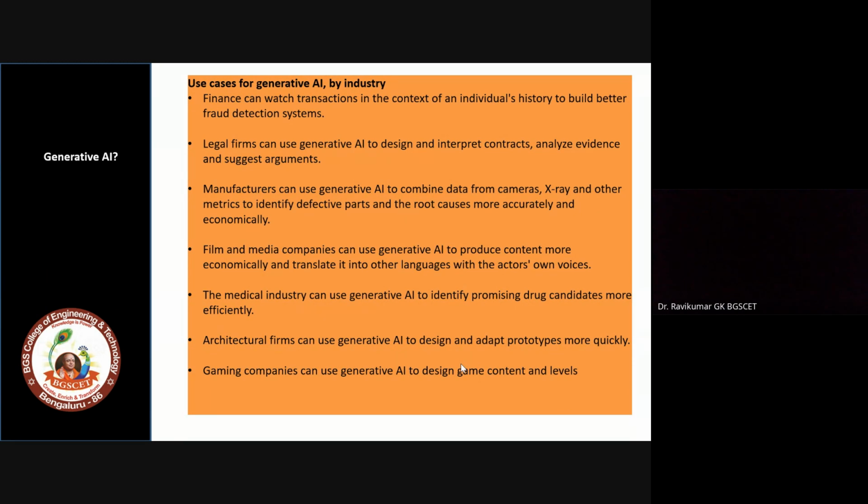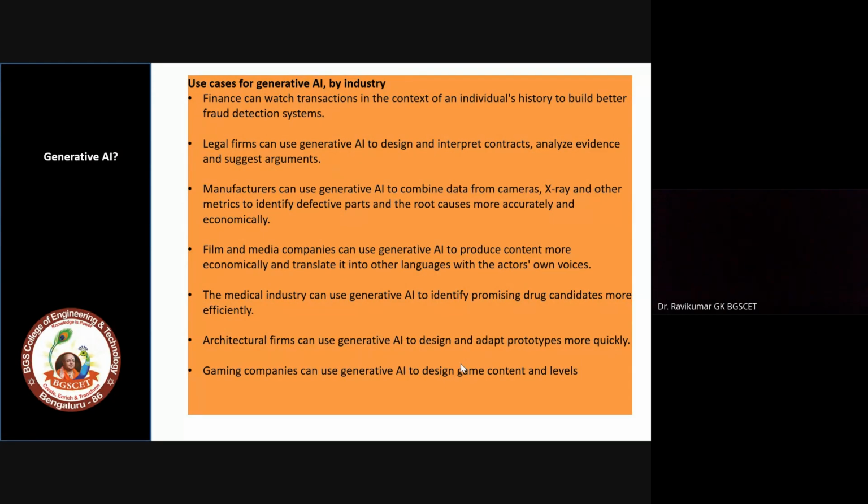Generative AI in the manufacturing industry, especially to identify the defects in the system. Coming to film and media, companies can use generative AI to produce the content more economically and translate it into other languages across and more voices. So in film and media, you can use generative AI.